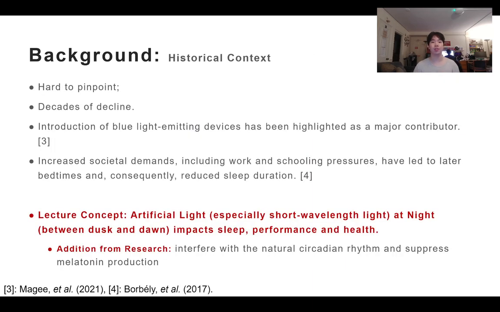So let's talk about some historical context. The specific start of the decline is pretty hard to pinpoint. But what we know is that the problem has been there for decades, and it gets more severe after the introduction of blue light emitting devices. Also, there are increased societal demands such as work and schooling pressures. This relates to one of the lecture concepts, which is artificial light, especially short wavelength light, which is blue light. Blue light at night between dusk and dawn impacts sleep, performance, and health.